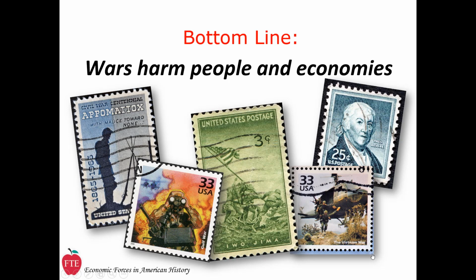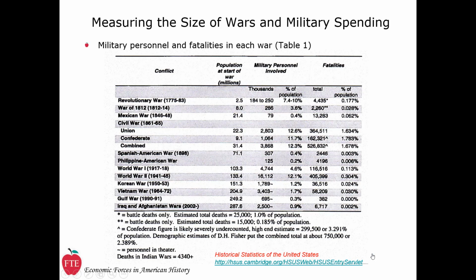So we are going to start by looking at some numbers. So our first table is looking at, for each one of the wars, the population of the country at the start of the war, the number of military personnel that are involved, and then as a percentage of the population, and then the total fatalities and how large that is as a percentage of the population. And that'll give you a little bit of sense of the size of each one of these wars, and there may or may not be some surprises.